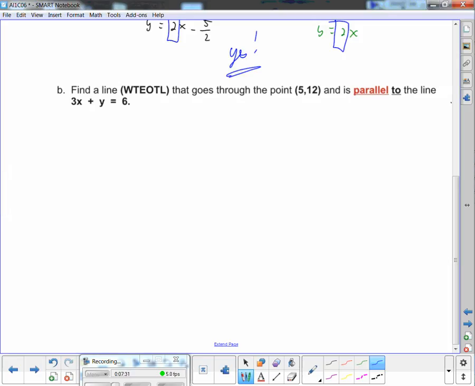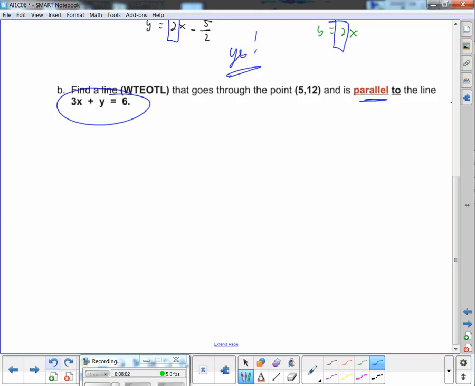All right, so now in B, we have a little bit different take. So we want to use your knowledge of same slope for parallel lines to answer the question for B. Find a line, or write the equation of the line, that goes through the point. So we're given a point, but it says parallel to this line. So write the equation of the line.